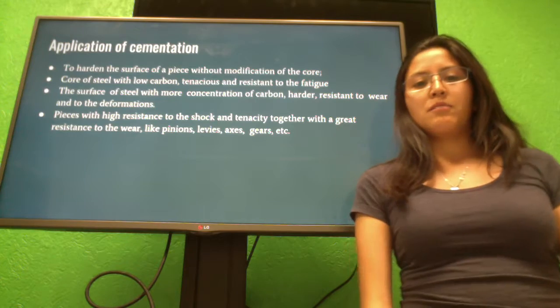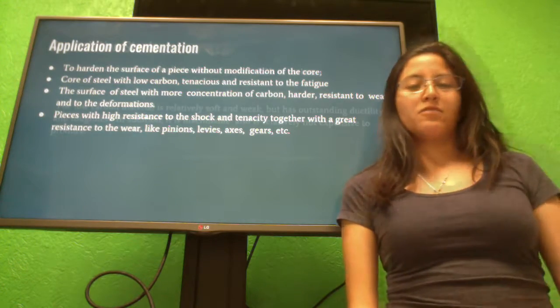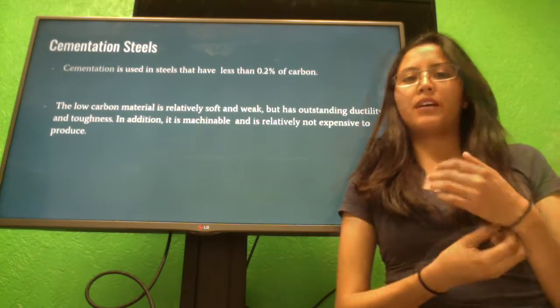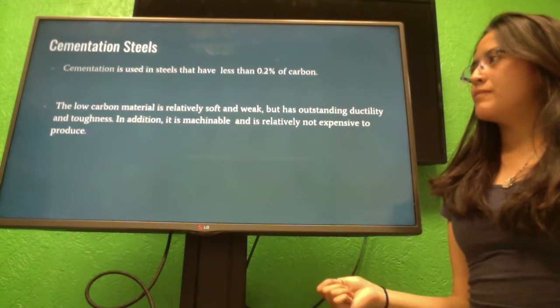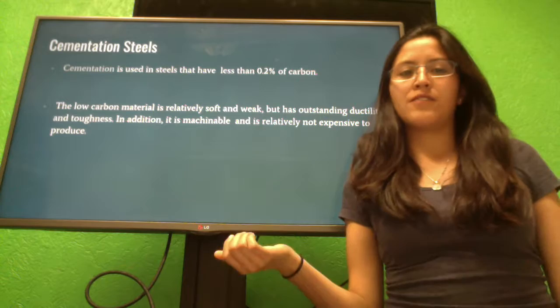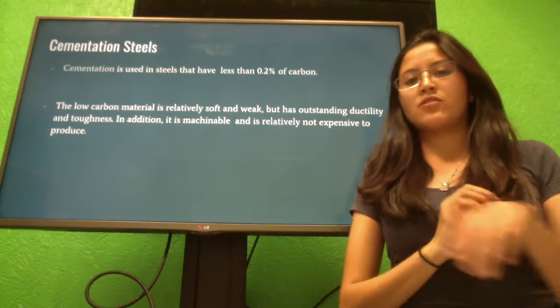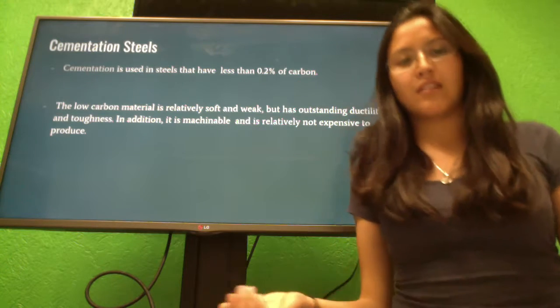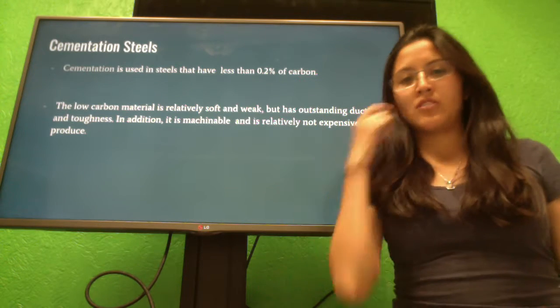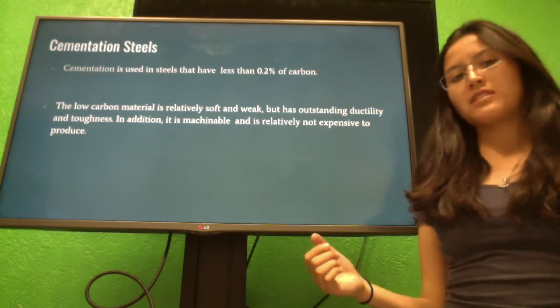For example, pinions and axes. Cementation can only be applied to steels that have less than 0.2% of carbon. These steels have the characteristics of being soft and weak, but they also stand out in ductility and toughness. In addition, these materials are not expensive to produce.